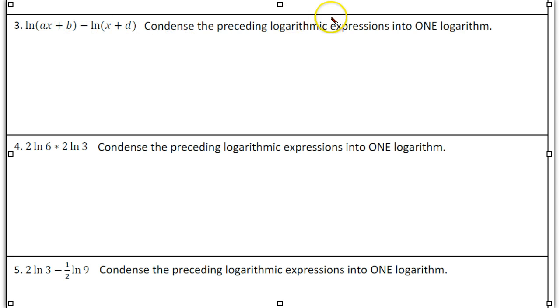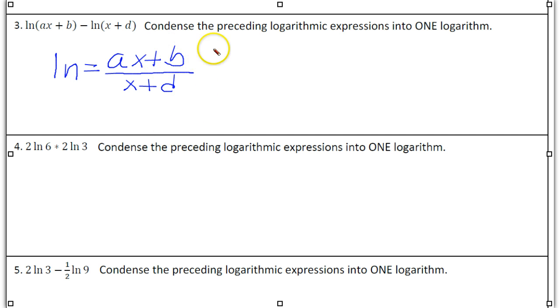Keeping those simplified rules in mind, we have subtraction. So this is going to be natural log. This factor in the numerator minus now this in the denominator. And we don't have values, so we can't simplify.